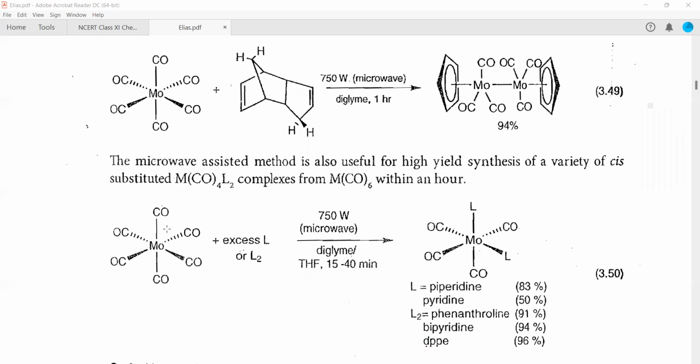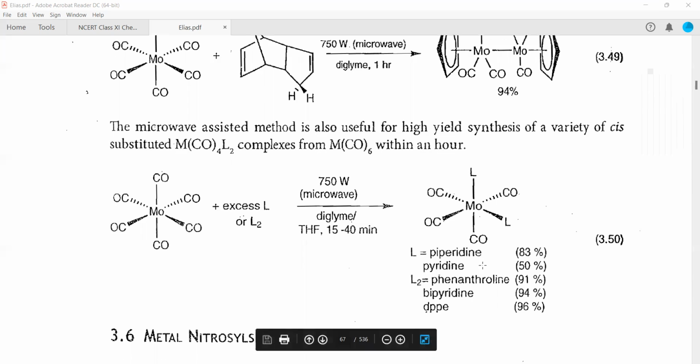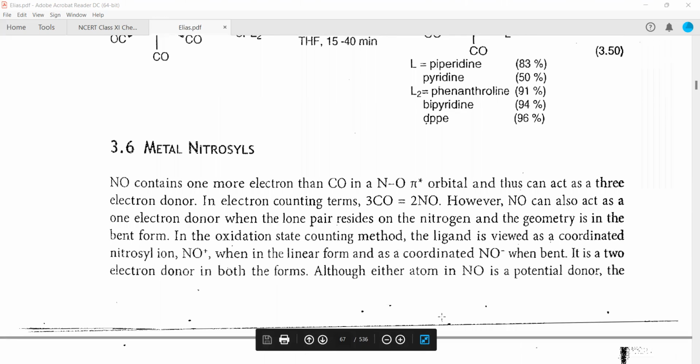But here you can see that you can substitute 2 carbonyls with 2 ligands, and it is only cis substitution happening. Even if it is monodentate, it will substitute in the cis fashion only. If it is a bidentate ligand, then obviously there is no option other than cis coordination. So L can be piperidine, pyridine, phenanthroline, bipyridine. L2 means the bidentate ligands, like bipyridine and DPPE.